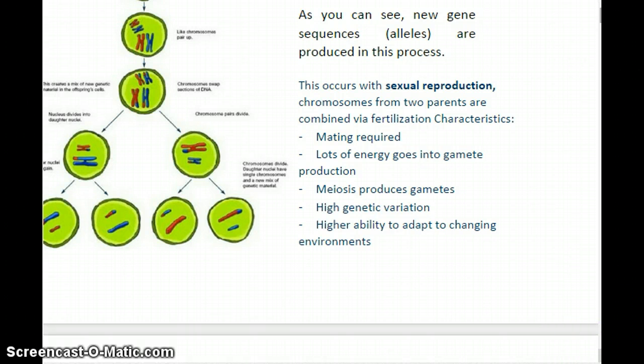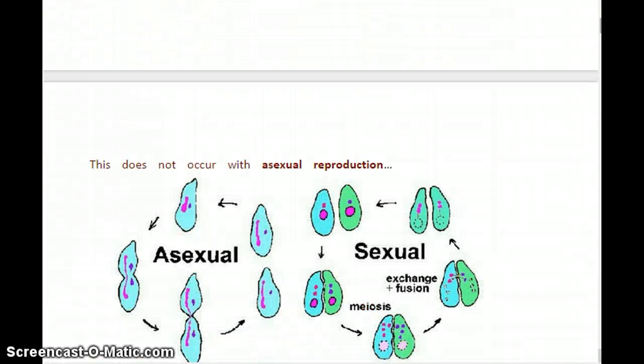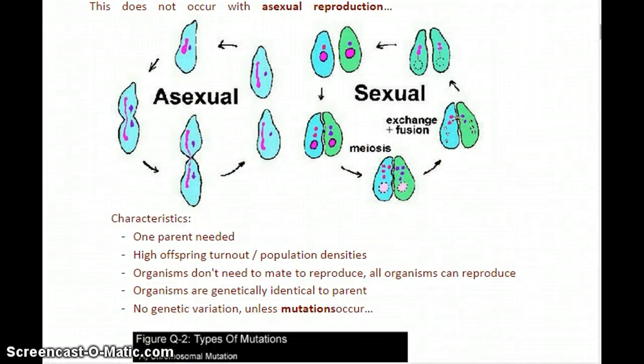And why is that important? Why does that help organisms or species? Well, it's a higher ability to adapt to their environment. So if there's more different combinations of genes in a population, then there's a higher likelihood that some of those genes are going to be really well suited to surviving changes in the environment. And so that makes them more adaptable.